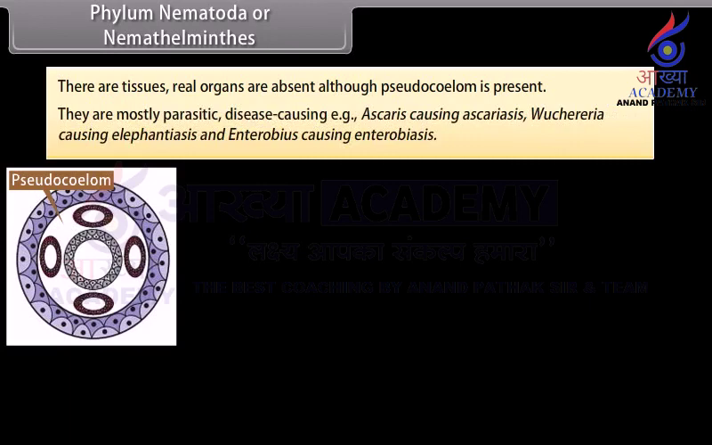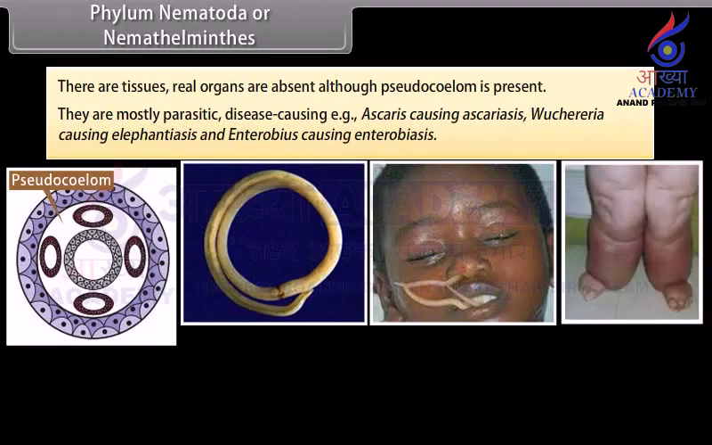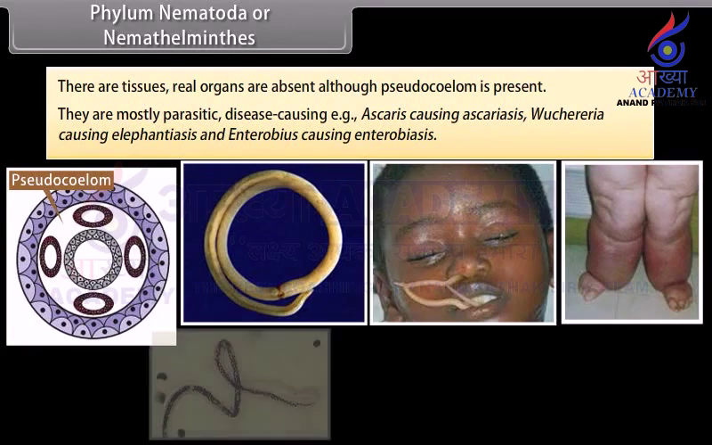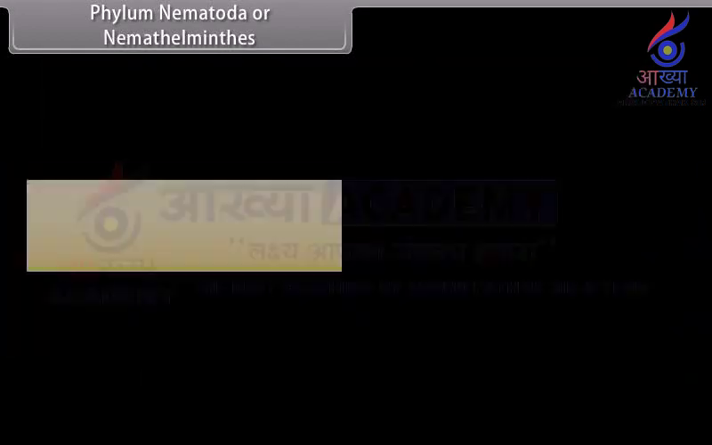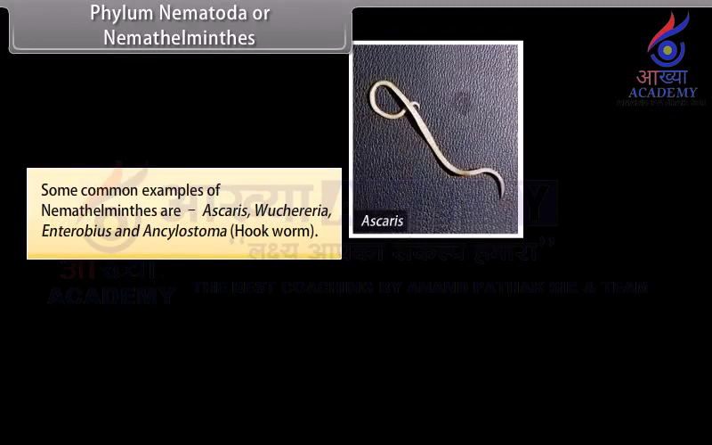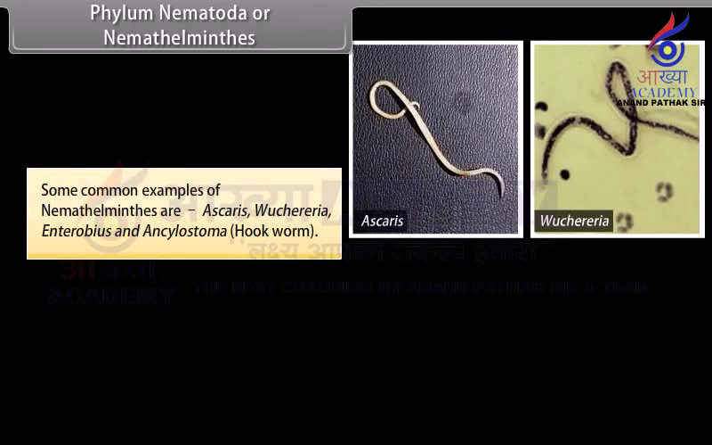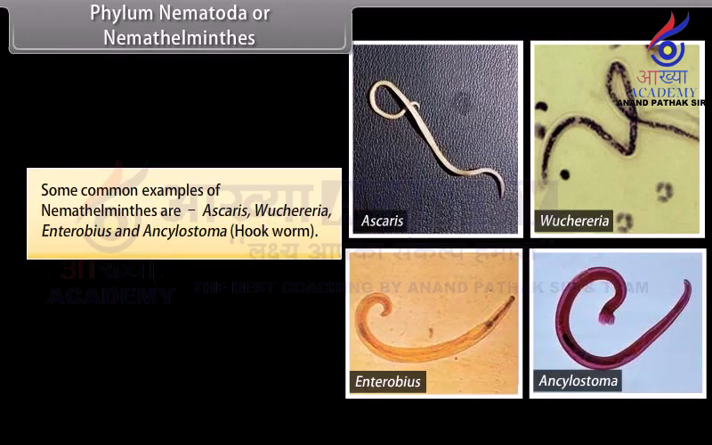They are mostly parasitic and disease-causing, for example, Ascaris causing ascariasis, Wuchereria causing elephantiasis, and Enterobius causing enterobiasis. Some common examples of Nemathelminthes are Ascaris, Wuchereria, Enterobius, and Ancylostoma, hookworm.